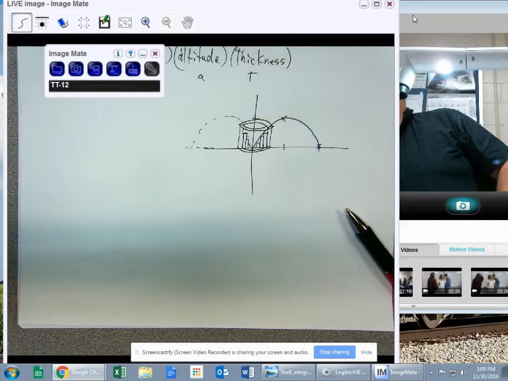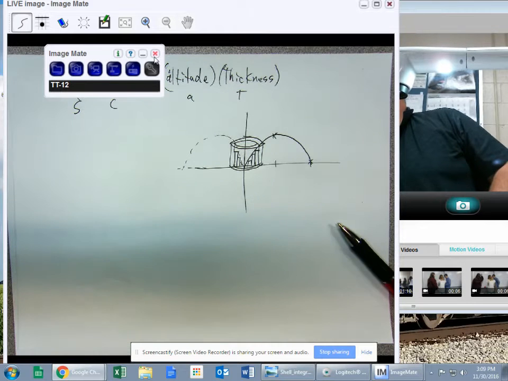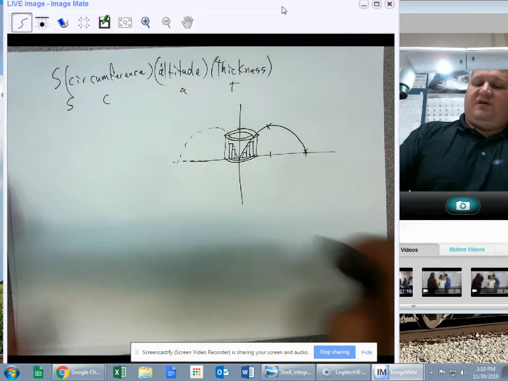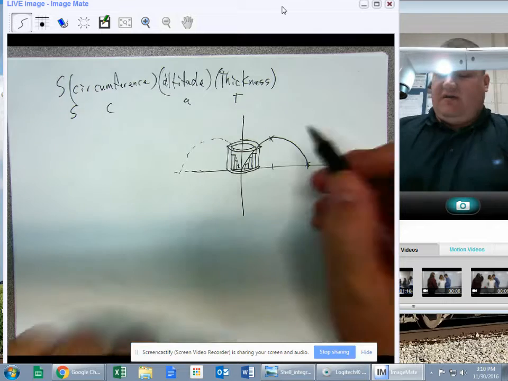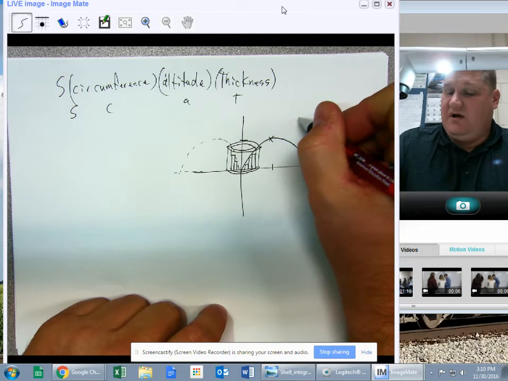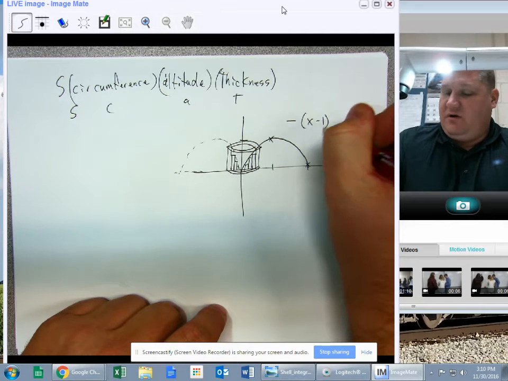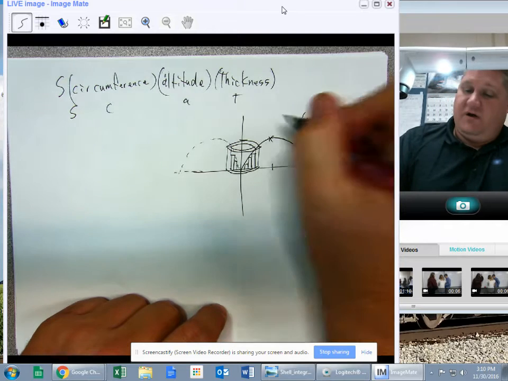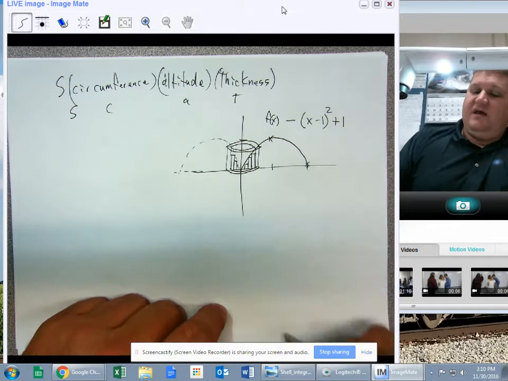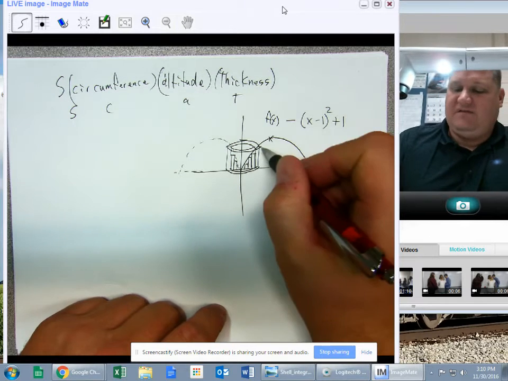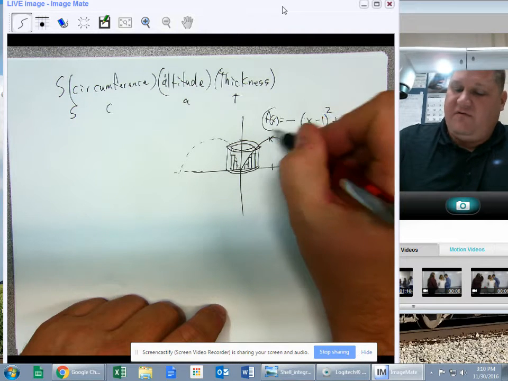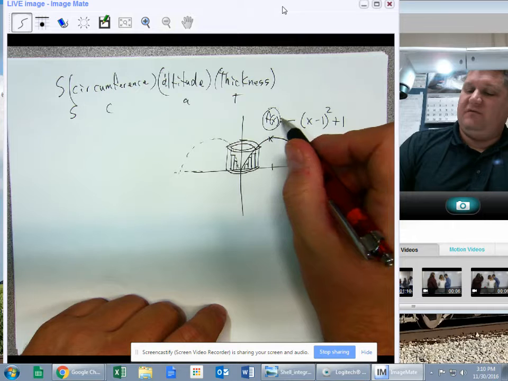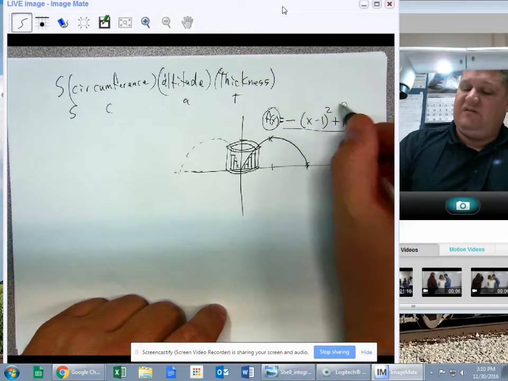Okay, we are back at it now. We're actually going to do one of these guys. And so we have circumference times altitude times thickness and integrate the whole thing. Here's our graph. Remember, our equation was f of x equals negative (x minus 1) squared plus 1. Now, in this case, since we're still going to be slicing it vertically, we're still allowed to use f of x. We can leave it in terms of x. We don't need the y's. So this doesn't need to change.